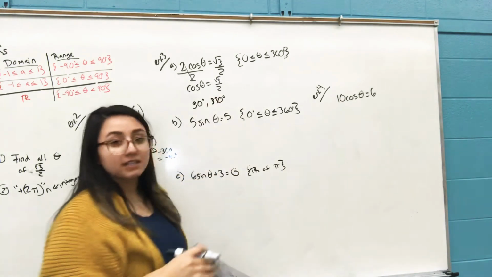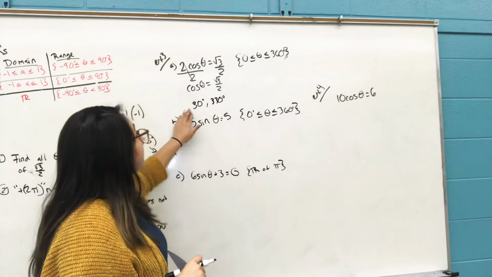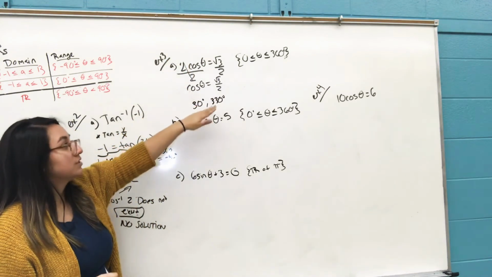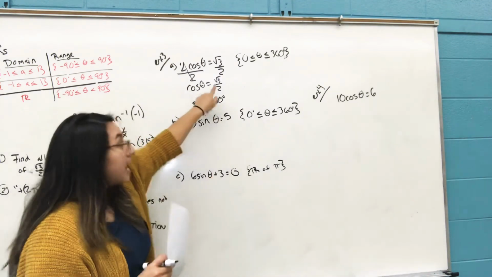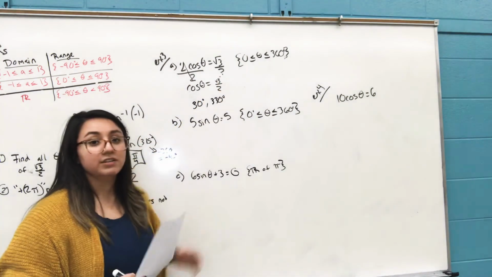And we stop there. If they don't tell us a limit, we'll keep on going and going and going. But here we're trying to find degrees in which we solve for this equation between 0 and 360, which is 30 and 330. Keep in mind it's a positive. Always look at this when you're dealing with your unit circle.